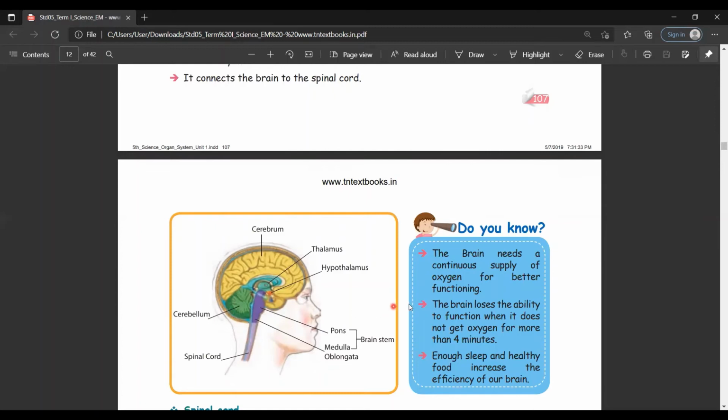Okay. Now look here. The brain needs a continuous supply of oxygen for better functioning. So the brain needs continuous oxygen supply, only then can it function correctly. Right? The brain needs a continuous supply of oxygen for better functioning. The brain loses the ability to function when it does not get oxygen for more than 4 minutes. If the brain does not receive oxygen for more than 4 minutes, what happens? The brain loses the ability to function.